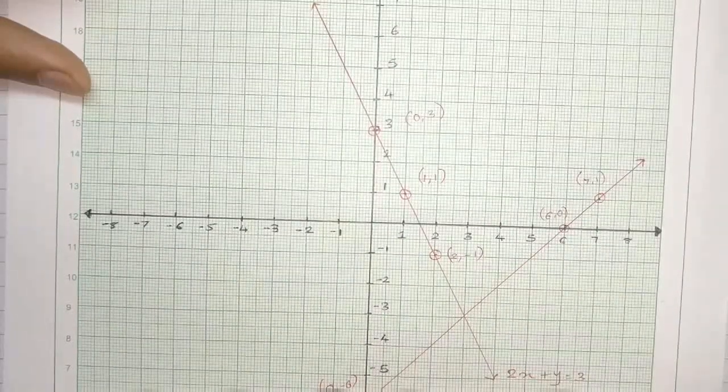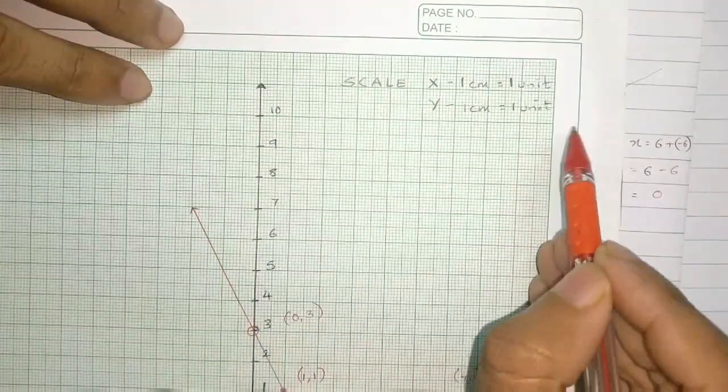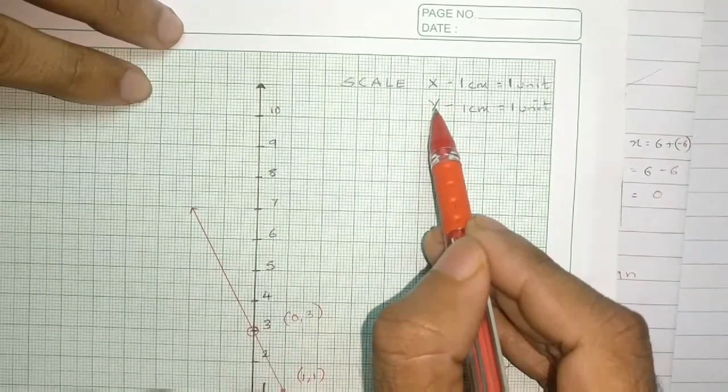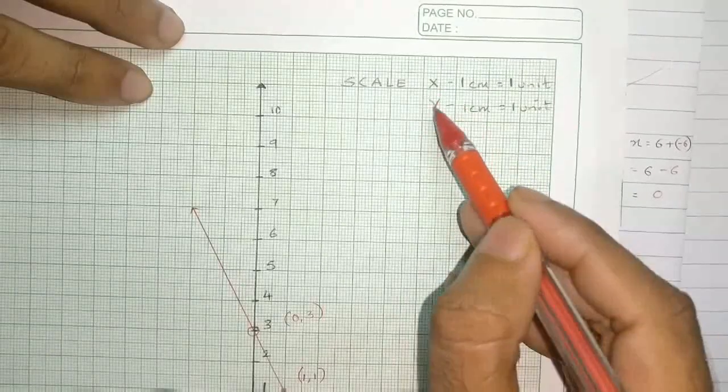The fourth mark, 1 mark which is remaining, will be for the scale. How to write the scale? Simple. Just write the word scale, write x and y. Okay, because these are the two axes which we are dealing with, x and y.